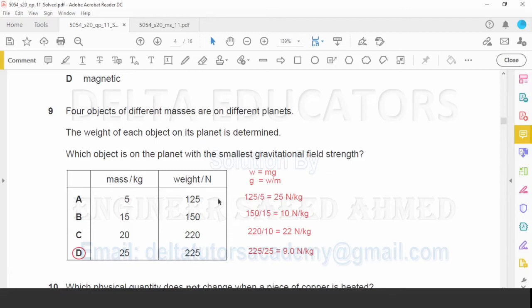In option A, weight is 125, mass is 5, so gravitational field strength will be equal to 125 over 5. It is 25 Newton per kg. In the same manner, we have calculated the gravitational field strength in B, C and D, and it is found that in D, the gravitational field strength is 9 Newton per kg, that is minimum in all the four cases. So here our correct option is option D.